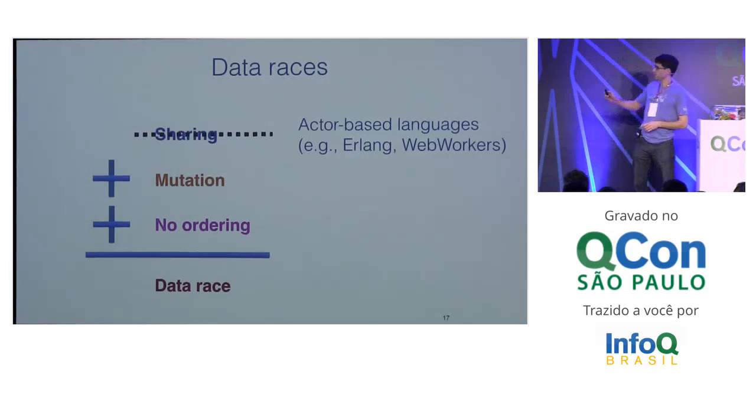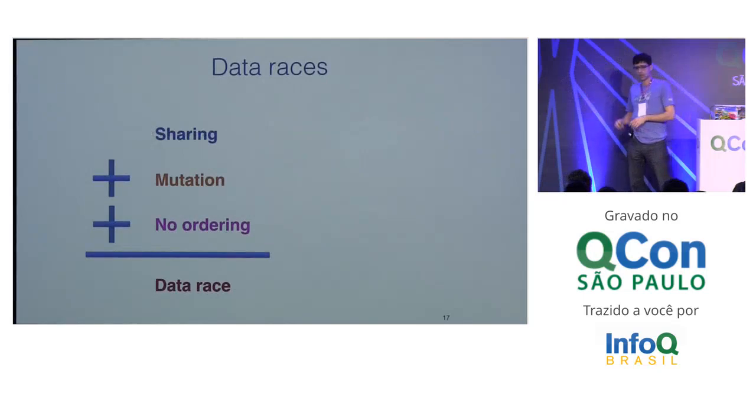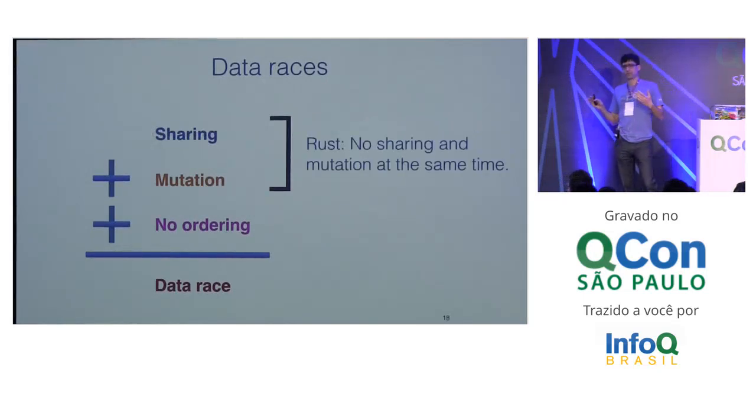So what Rust tries to do is, we don't force you to use any of those three things, but what we do prevent you from doing is using sharing and mutation at the same time, right? So you can have sharing and you can have mutation, but you can't have them both. And I'm going to show you how we do that.